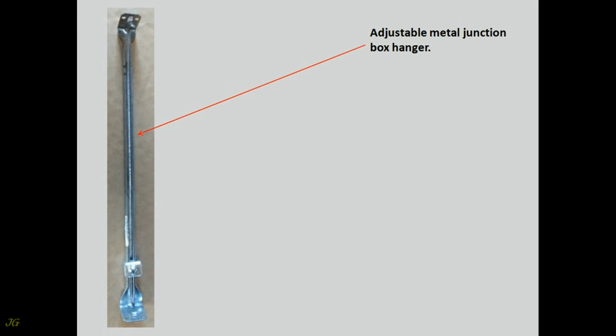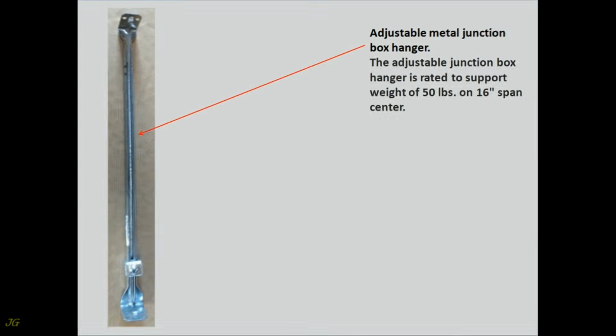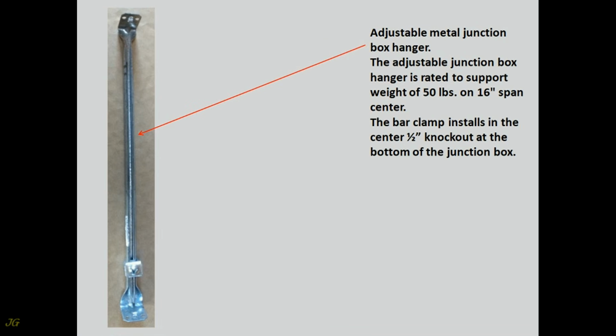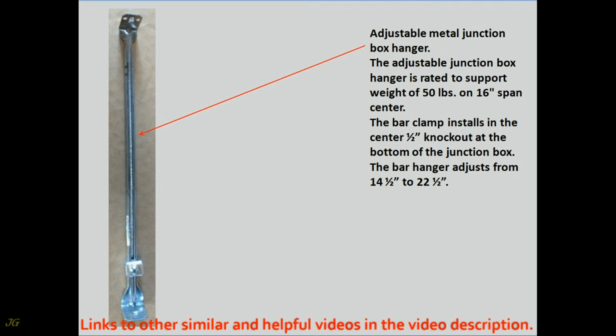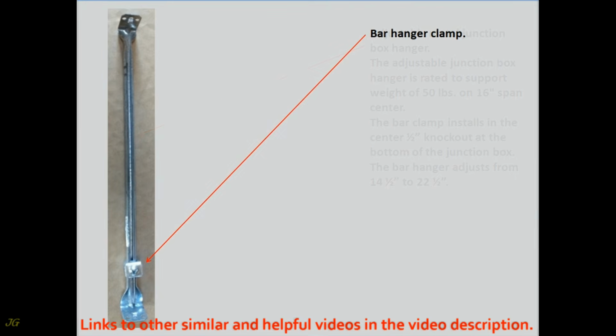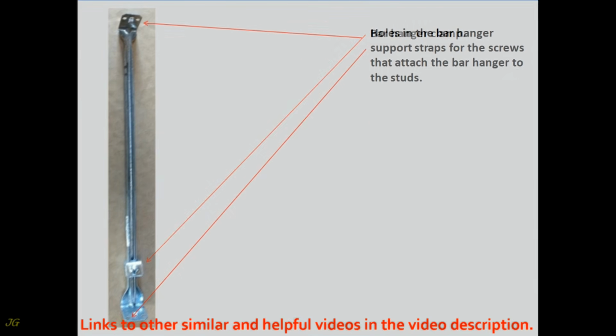Adjustable junction box hanger. Adjustable metal junction box hanger. The adjustable junction box hanger is rated to support a weight of 50 pounds on 16 inches span center. The bar clamp installs in the center 1/2 inch knockout at the bottom of the junction box. The bar hanger adjusts from 14.5 inches to 22.5 inches. Bar hanger clamp. Holes in the bar hanger support straps for the screws that attach the bar hanger to the studs.